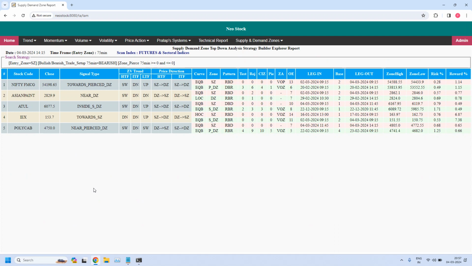So this is about bullish and bearish trade setups for monthly income trade and weekly income trade.